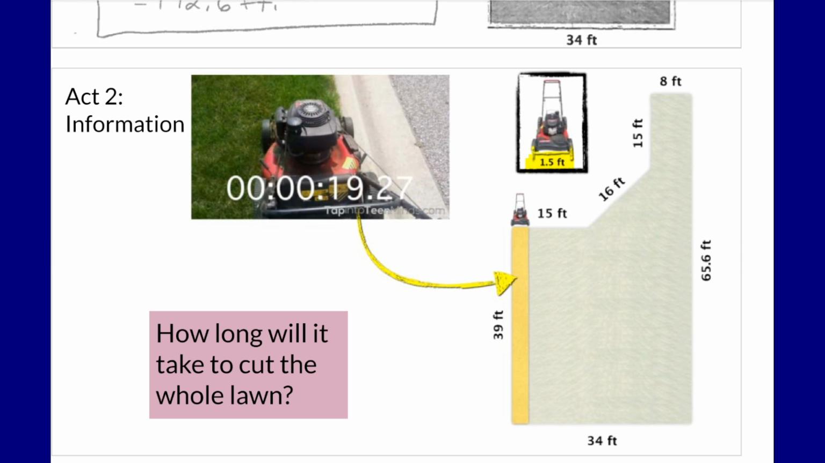Well, first we would probably want to figure out, what is the area of this strip of yard? Because we do know how long it takes him to cut that strip. So if we know what area he's covering, we could use that to figure out how long it would take to cut the entire yard. Well, it is a rectangle, so area would equal length times width. So in this case, 39 is the length times the width, which is the lawnmower, so 1.5.